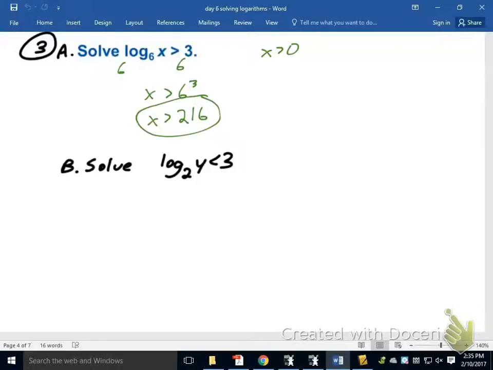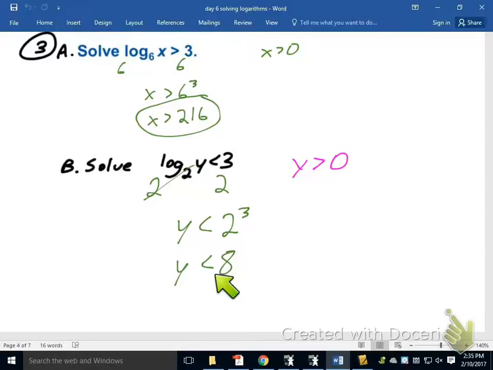Now, looking at the next one, log base 2 of y is less than 3. Put a base of 2 on both sides. So that cancels. I'm left with y is less than 2 to the 3rd power, which is 8. Before I circle that up as my answer, I'm going to consider the fact that y needs to be greater than 0 back here. And that actually introduces a new restriction here.